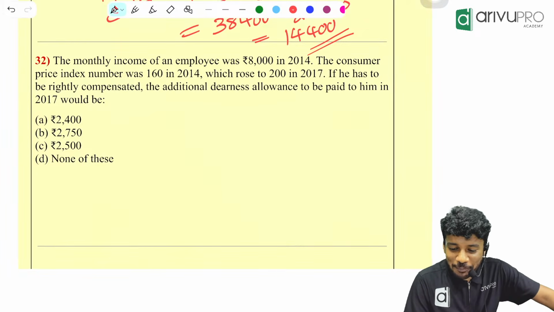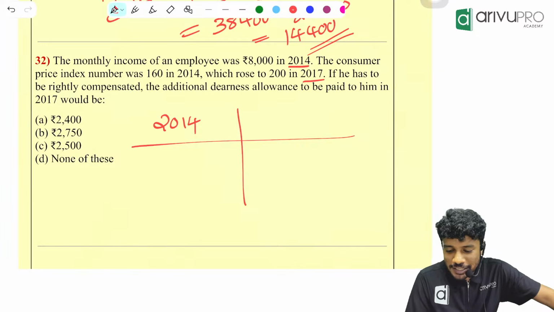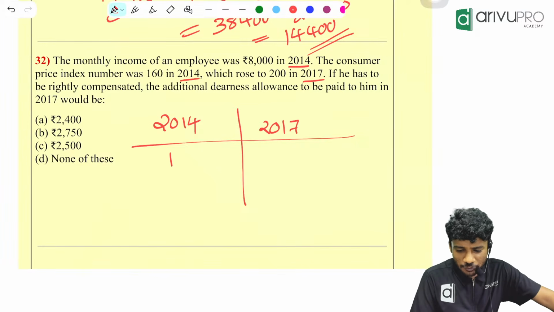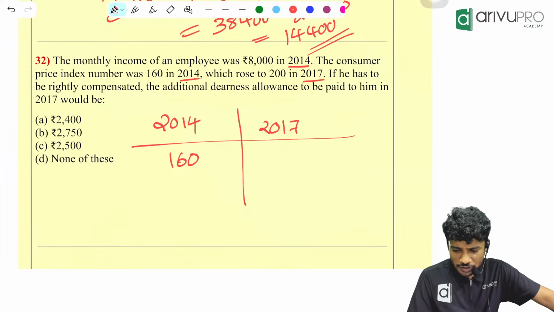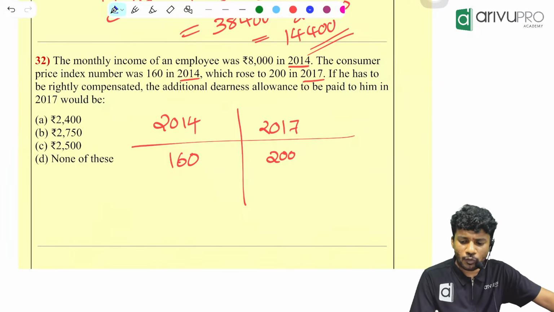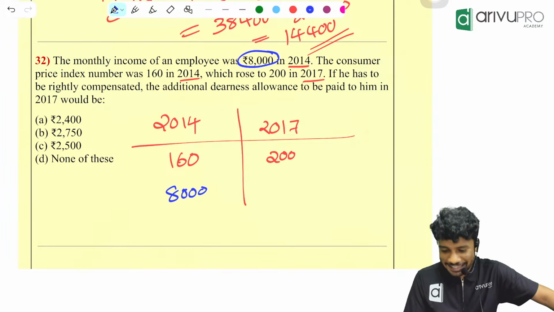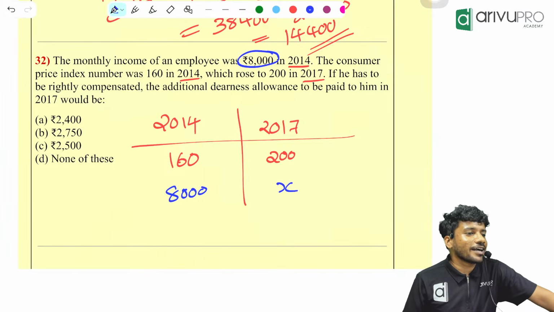Monthly income of an employee was 8,000 in the year 2014. Then the year 2017. The consumer price index in 2014 was 160, then in 2017 was 200. If he has to be rightly compensated, how much is the dearness allowance is the question. What was the salary? 8,000 in the year 2014. Then we need to find the current salary.